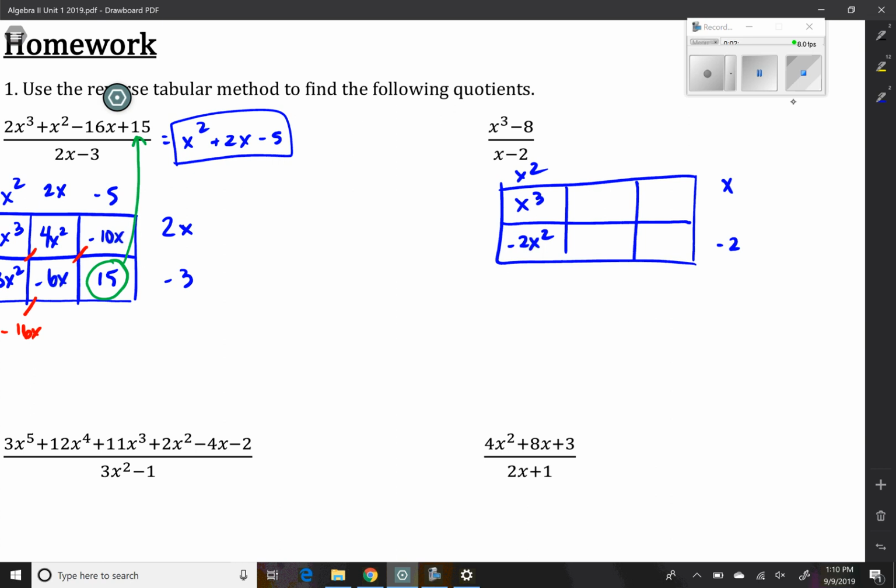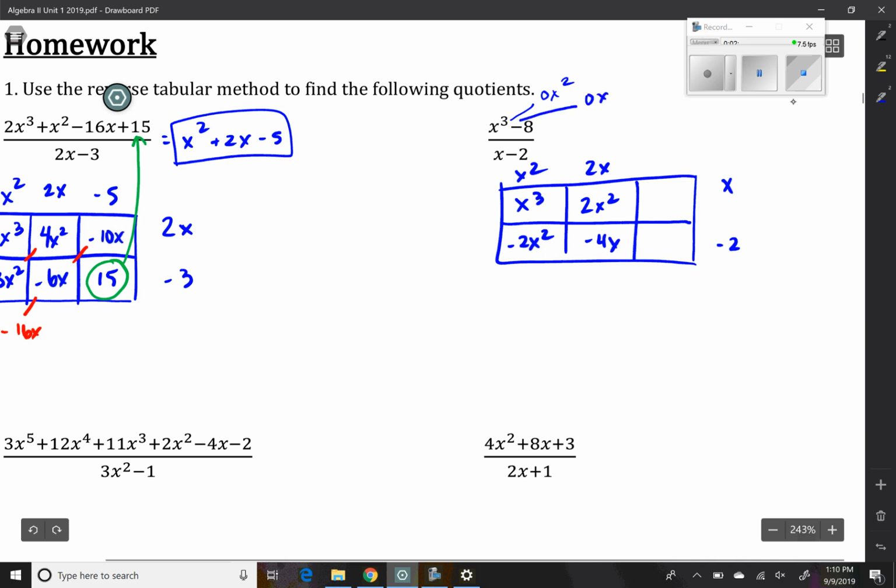But I don't want any x squareds, right? I want 0x squared. So I'm going to make this 2x squared, which will cause us to make this 2x. And this will become negative 4x. But I don't want any x terms. I want 0 x's. So I'd want to make this positive 4x, so that those would cancel, which would make this 4, and this negative 8, which we see there works. So then we have x squared plus 2x plus 4 as my answer.